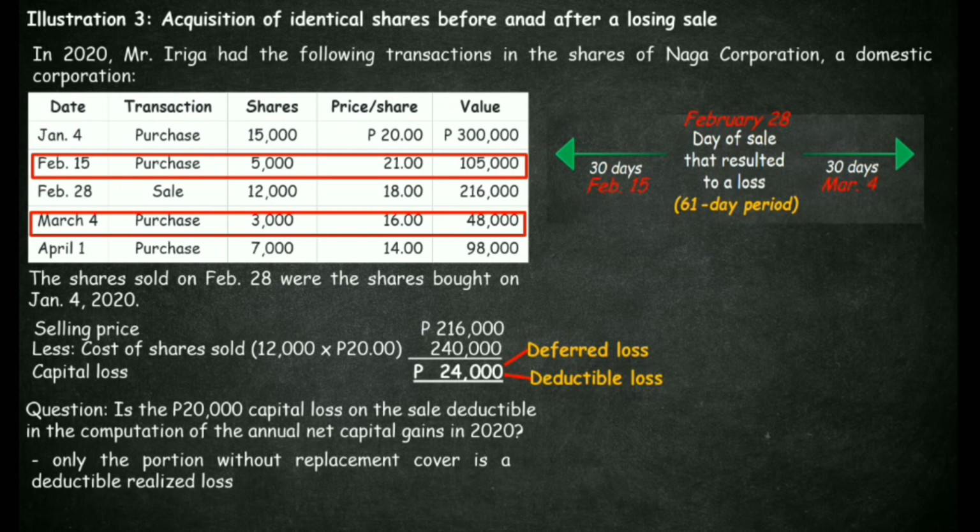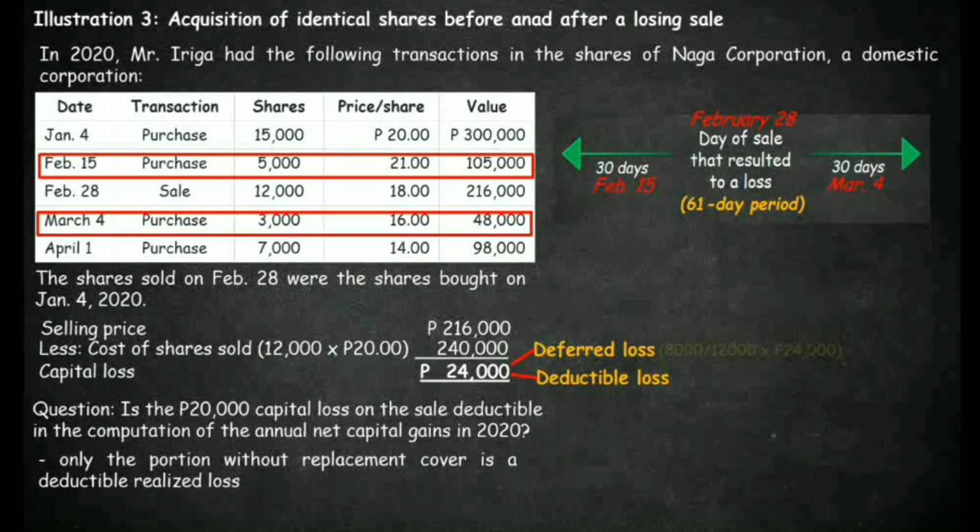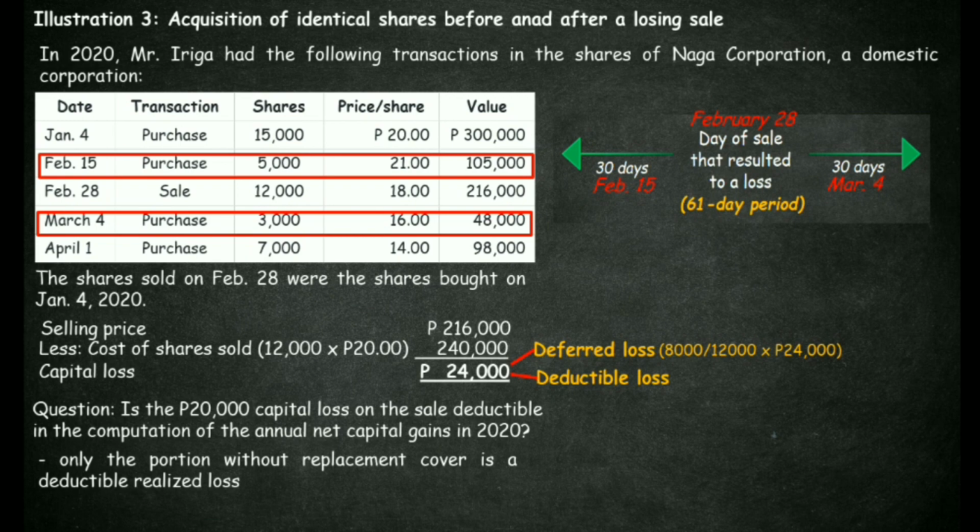Okay, so how to compute for the deferred loss? So we have 8,000 shares. So etong 8,000, this is the total of the shares purchased on February 15 and the shares purchased on March 4. So 5,000 on February 15 and then plus the 3,000 on March 4. Yun yung 8,000. And then we divide it with the 12,000 shares. So ito yung number of shares na binenta. And then, we are going to multiply it with a capital loss of 24,000 pesos. So, yung deferred loss natin is 16,000 pesos.